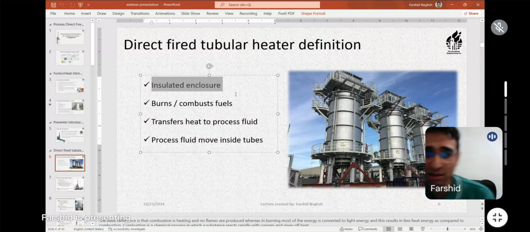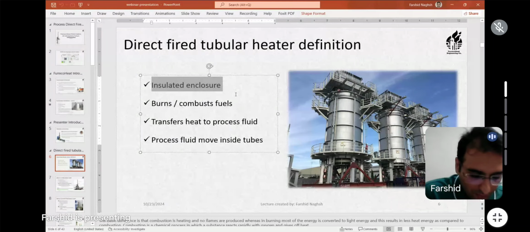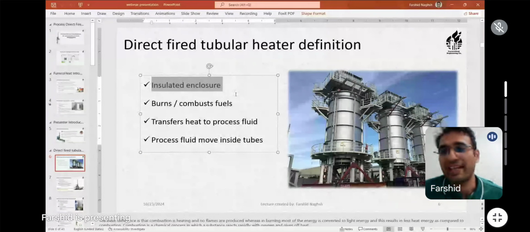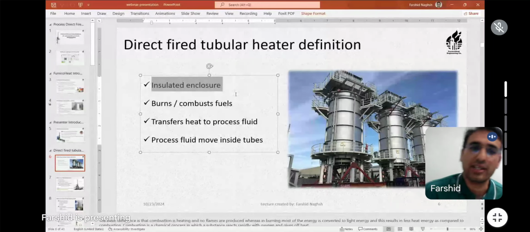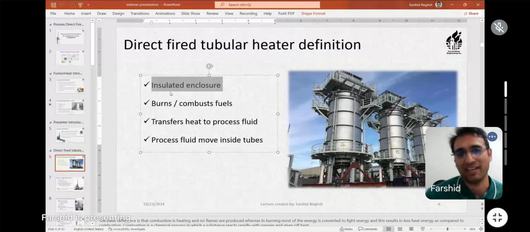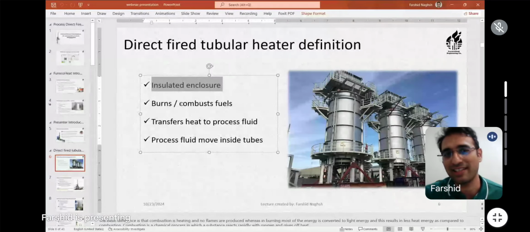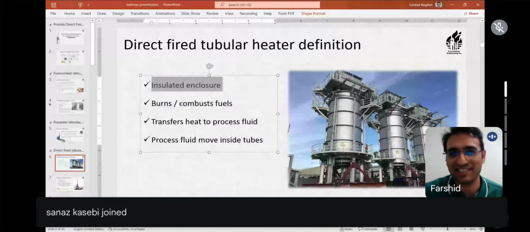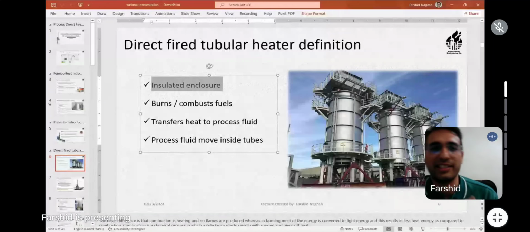So it is also an enclosure. Keep in mind that it is an enclosure. It is not a pressure vessel. It is enclosed, but it has a way to the surrounding atmosphere. So these two words have a lot of meanings. It is insulated. Its pressure is something near atmospheric pressure.